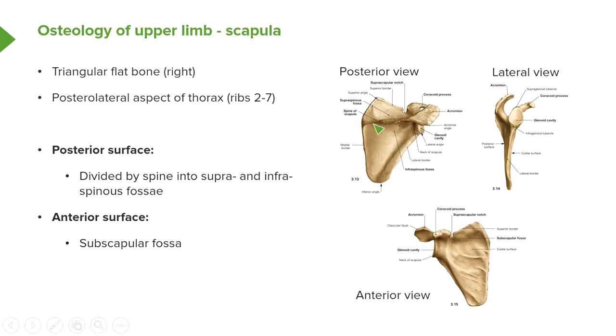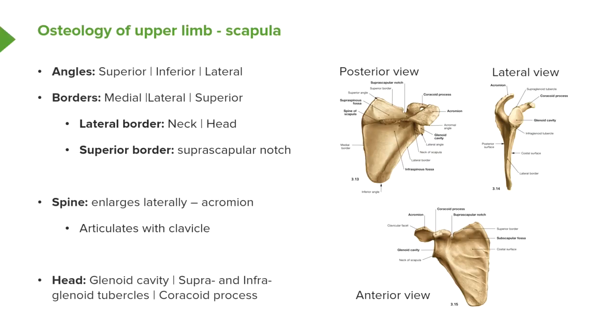So the posterior surface has this prominent spine, this ridge forming a supraspinous and infraspinous fossa. On the anterior surface, it's quite featureless really, but we just have a fossa again for the subscapularis muscle. This fossa is known as the subscapular fossa, which we can see here on this anterior surface. So the subscapularis muscle, which we will cover in a few lectures' time, is sitting directly between the ribs and the scapula.